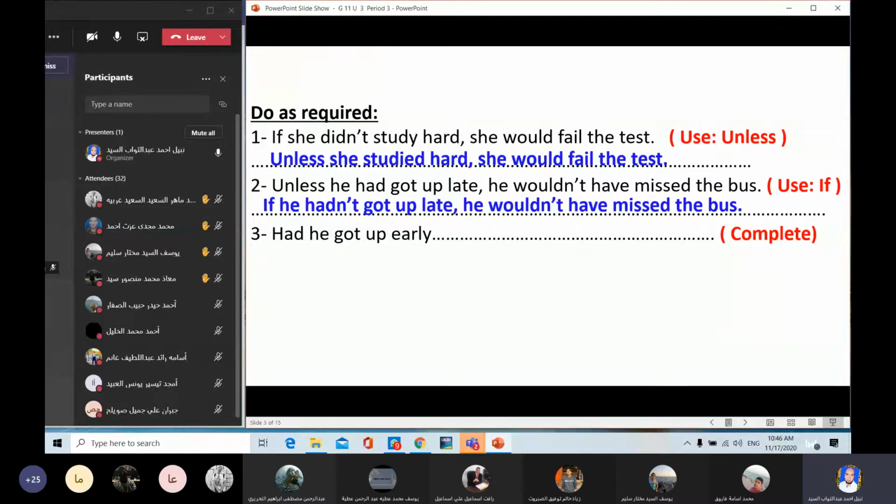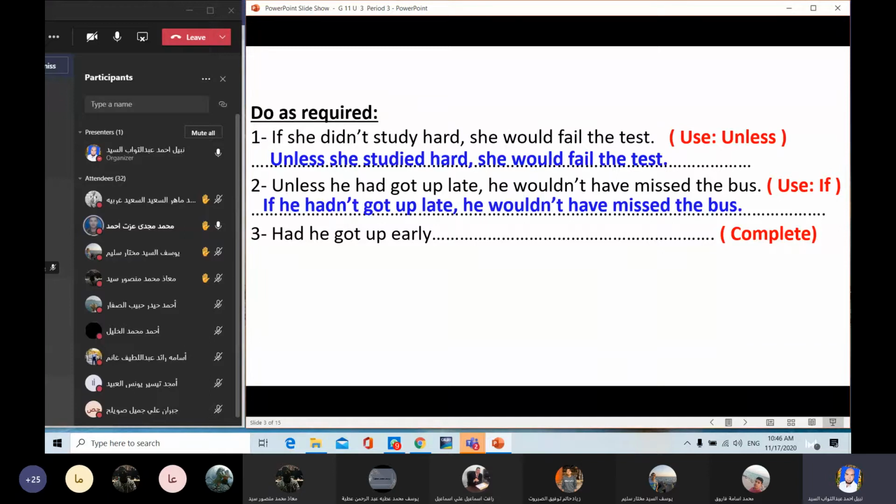Muadh Muhammad Mansour. He wouldn't miss the bus. What type of conditional sentence is it? Is it first, second, or third? Second. Had he got up early, it means if he had got up early. Muhammad Majdi.